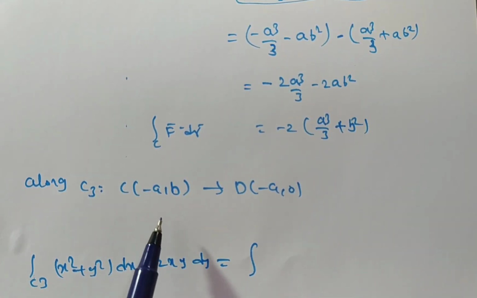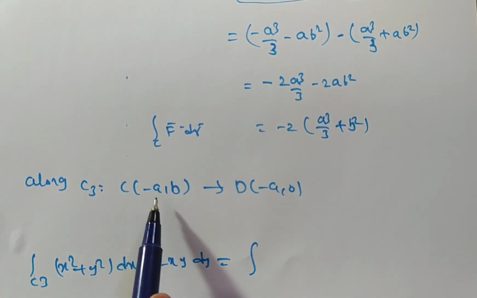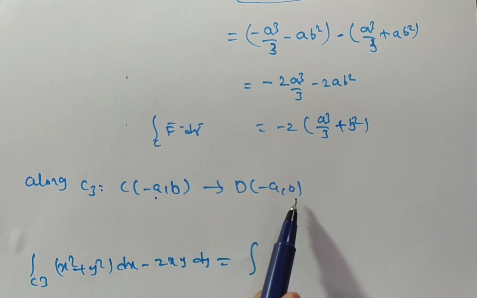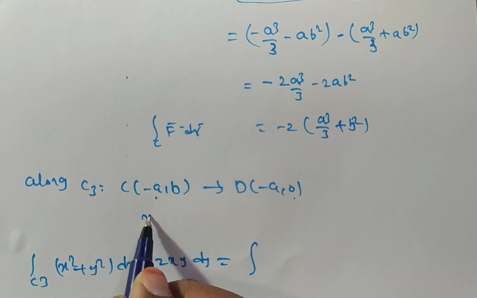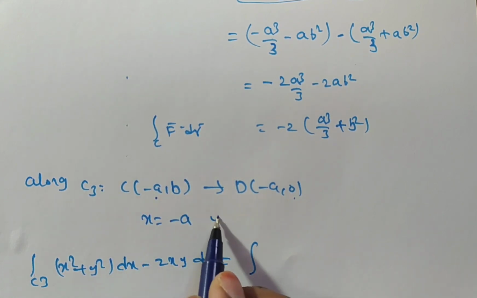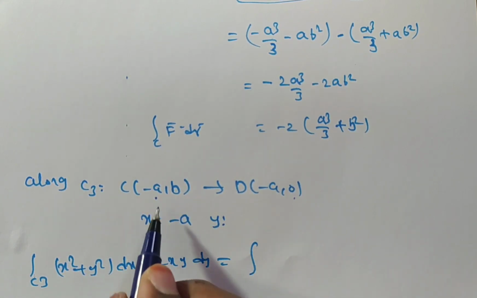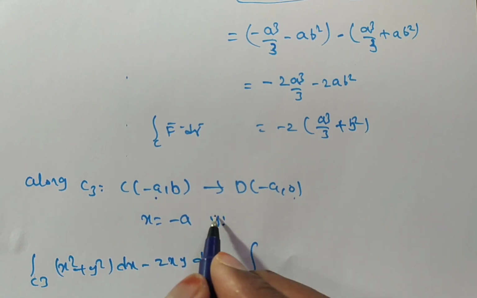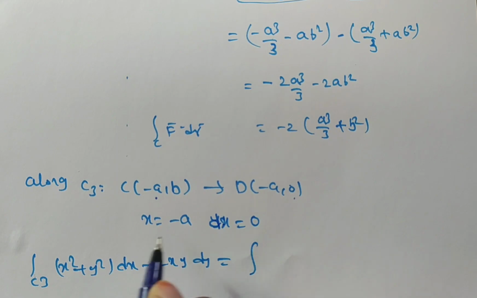This is the C3 curve. Once again I am repeating, C3 is from (-a, b) to (-a, 0). So the x value is equal to minus a, here also minus a. So in this case dx is equal to 0. The rate of change in x is 0.